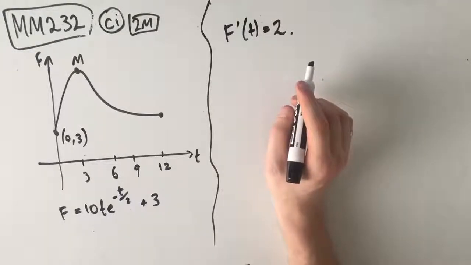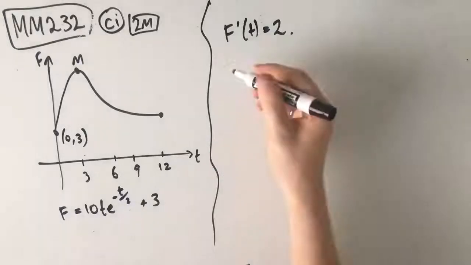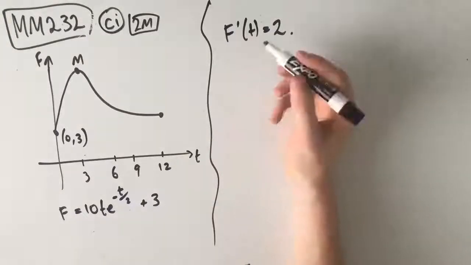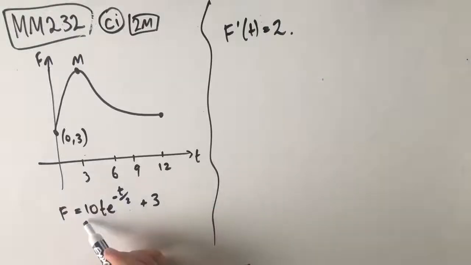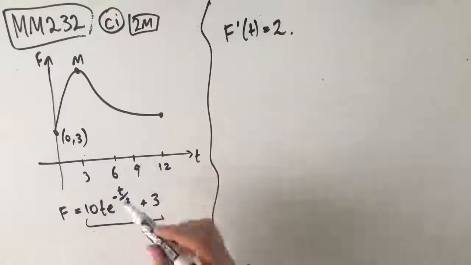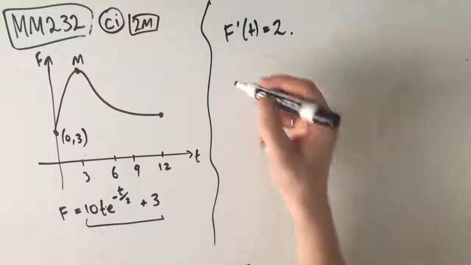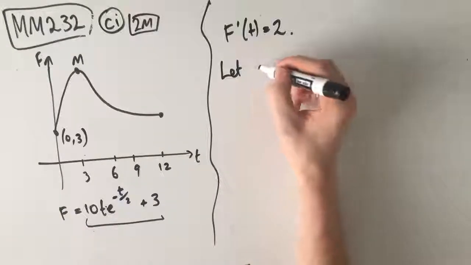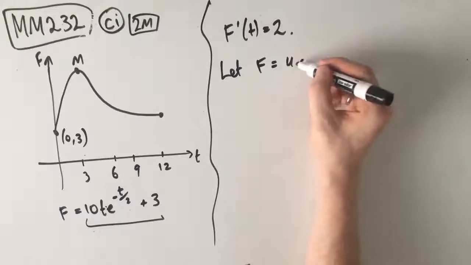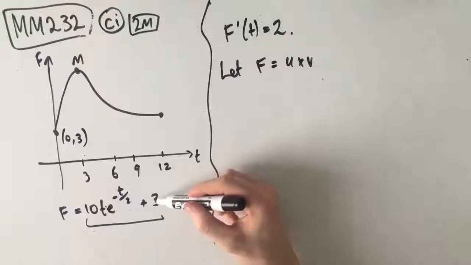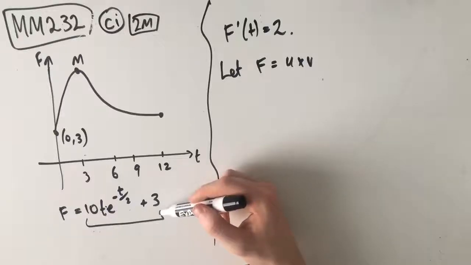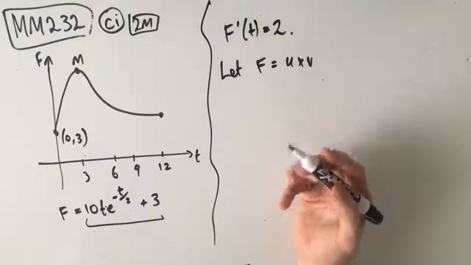But we need to find f dash of t first, or df dt, whatever you want to write it as. So if we want to find our gradient function, we need to recognize that this is a product function, right? So we've got 10t multiplied by e to the negative t on 2, plus 3, yep? So for our product rule, we let f equal u times v, and this positive 3 we can just discount because when we derive it, that's just going to turn to 0, so we don't need to include it in the product rule.